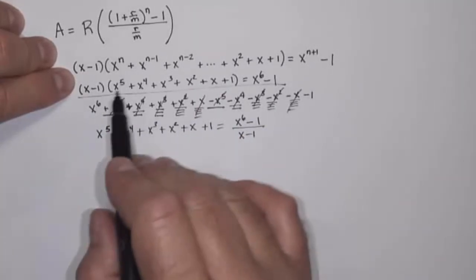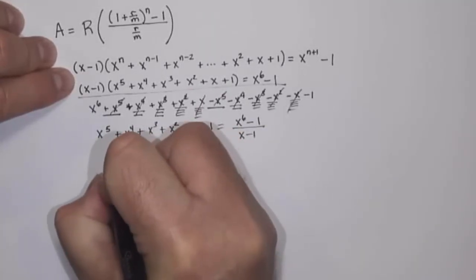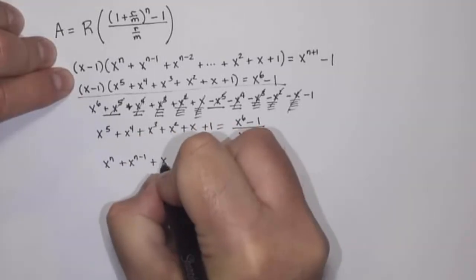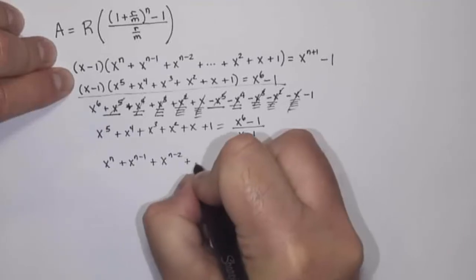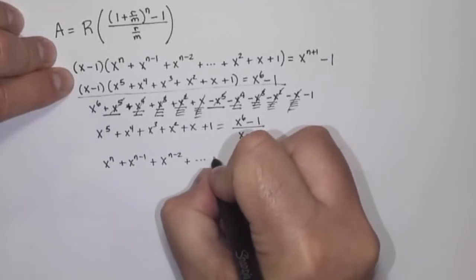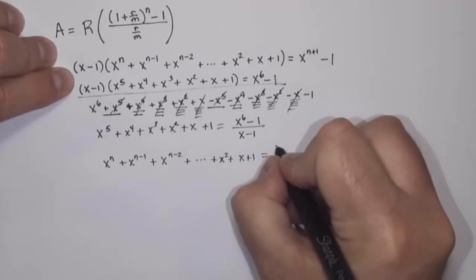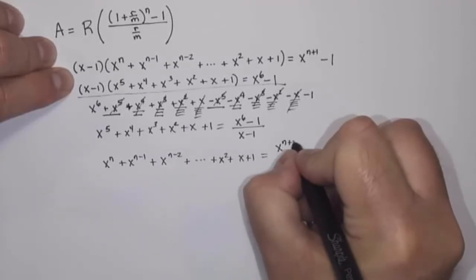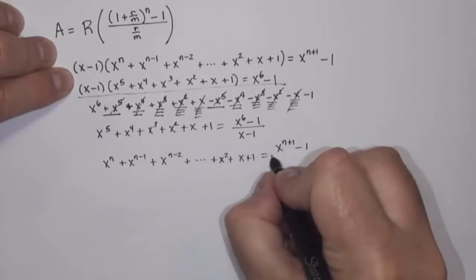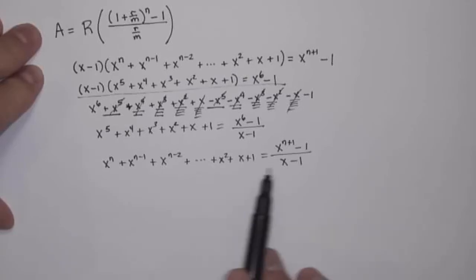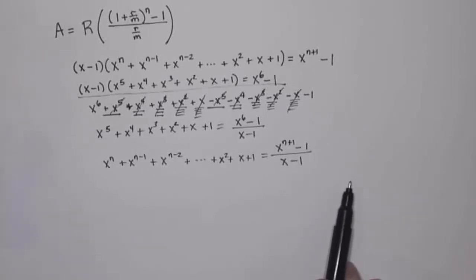If I do the same thing for our original setup, then x to the nth power plus x to the n minus 1 power plus x to the n minus 2 power, and so on, plus x squared plus x plus 1 is going to equal x to the n plus 1 minus 1 over x minus 1. So in general, that's going to be true. Well, that's what's really going on with our annuity.